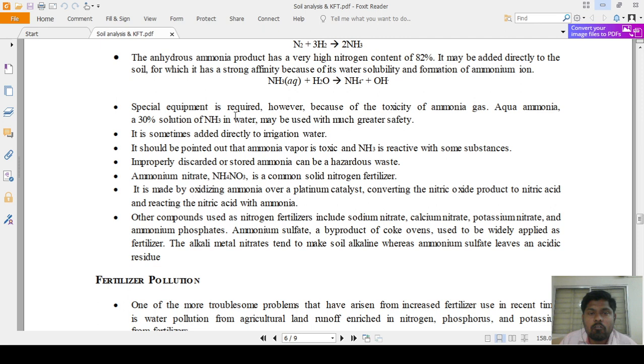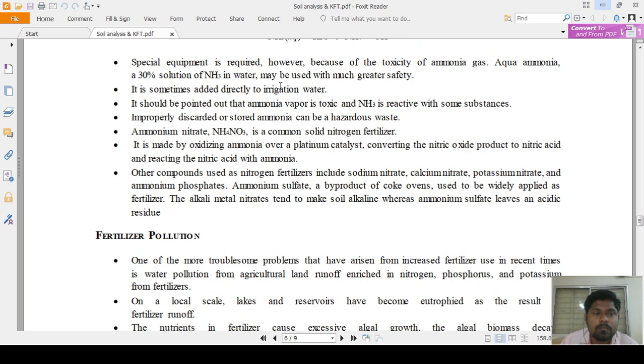Some special equipment is required for this reaction. Why? Because of the toxicity of the ammonia gas. Aqua ammonia, a 30% solution of ammonia in water, may be used. That means the ratio of ammonia plus water is 30%. The 30% solution is used. Sometimes it is added directly to the irrigation waters also. That means the 30% ammonia is directly added to the water that is provided for the irrigation process.